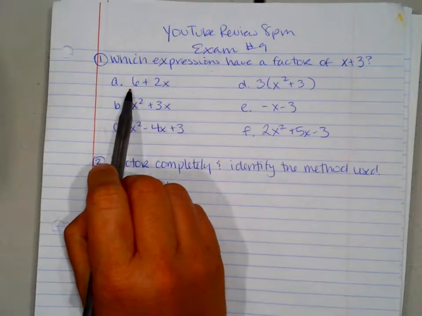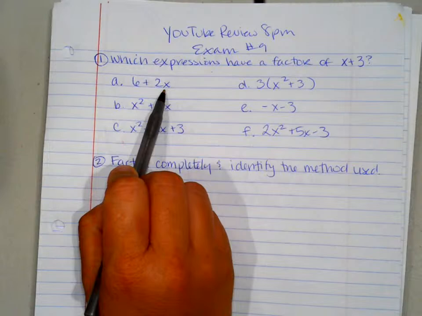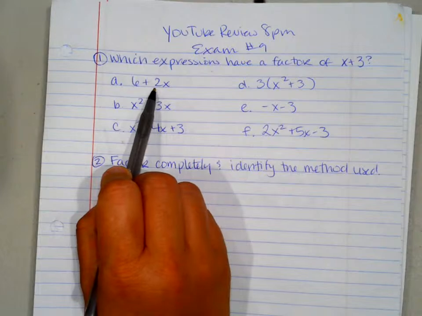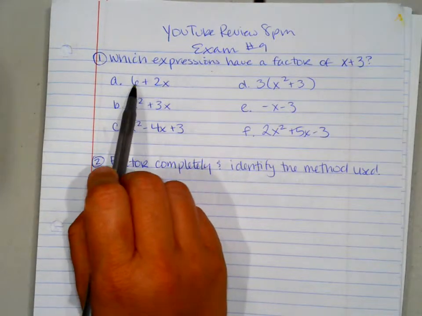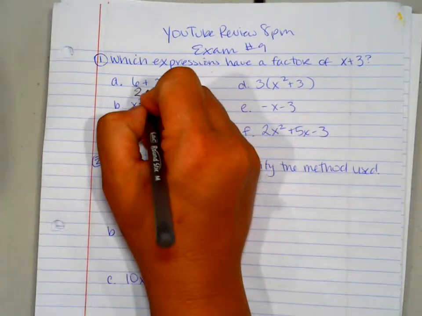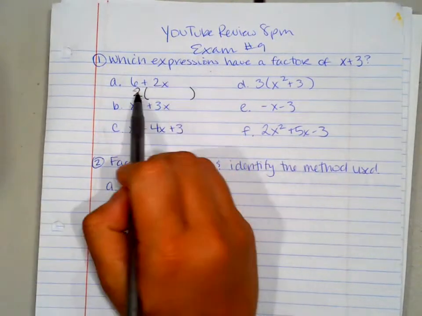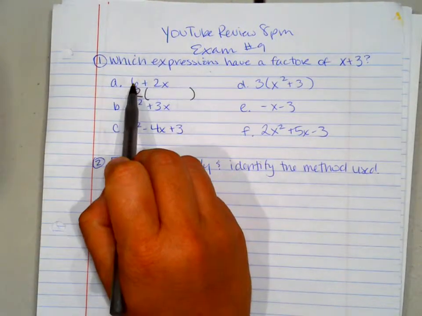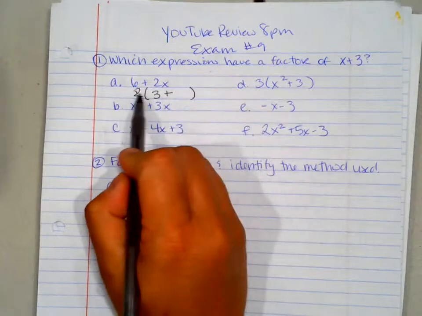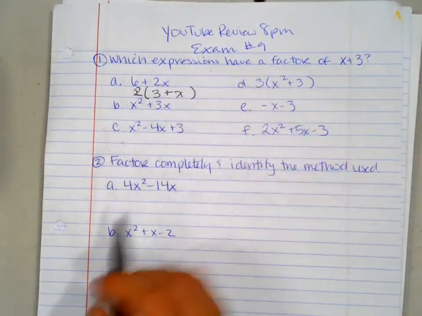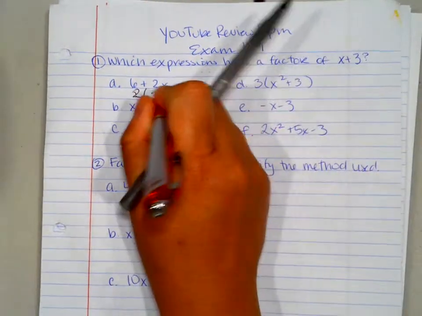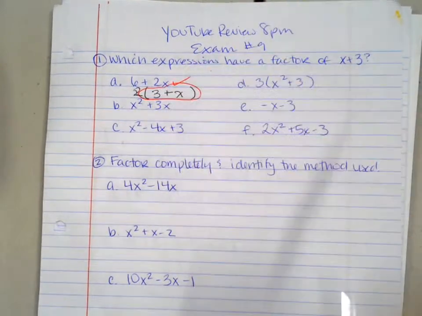So in A, it's a binomial. We're going to take out the greatest common factor, and in this case, it's 2. The biggest number that we can take out is 2. We can't take out any variables. We can't do anything else. It's just going to be 2. So when we have that, what are we left with? Well, I took out a 2, which means that in order for me to get to 6, I would have to multiply it by 3. So I'm going to have a 3 there. And then my plus is going to stay the same. I took out a 2, so all I'm left with is x. So in this case, we have 3 plus x plus 3, same thing. So this guy does have a factor of x plus 3.